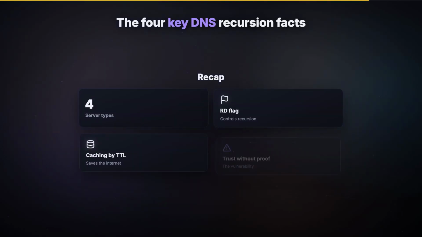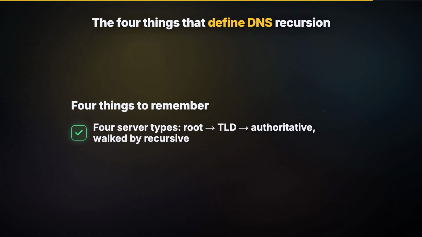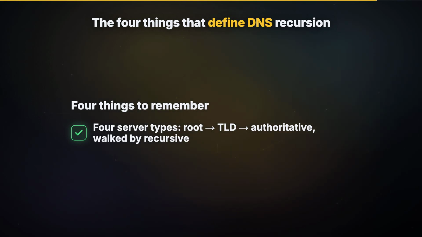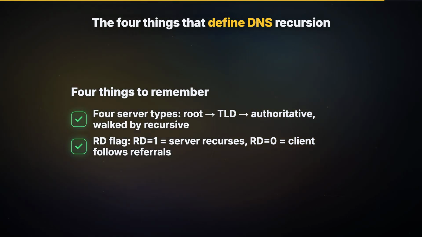Quick recap. 4 things to remember. DNS recursive resolution is a walk through 4 server types: root, TLD, authoritative, and the recursive resolver that does the walking for you. The RD flag decides who does the work. Set it to 1 and the server recurses. Set it to 0 and you follow referrals yourself.